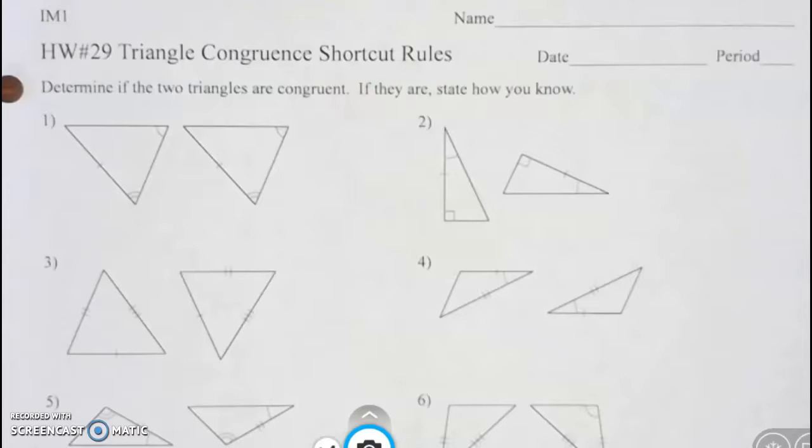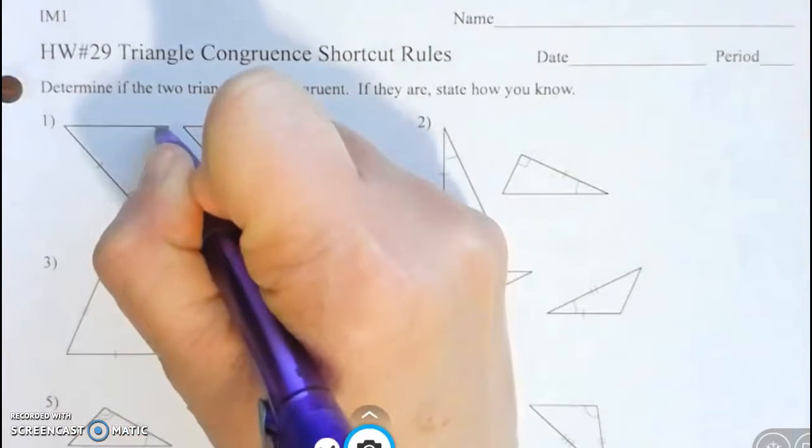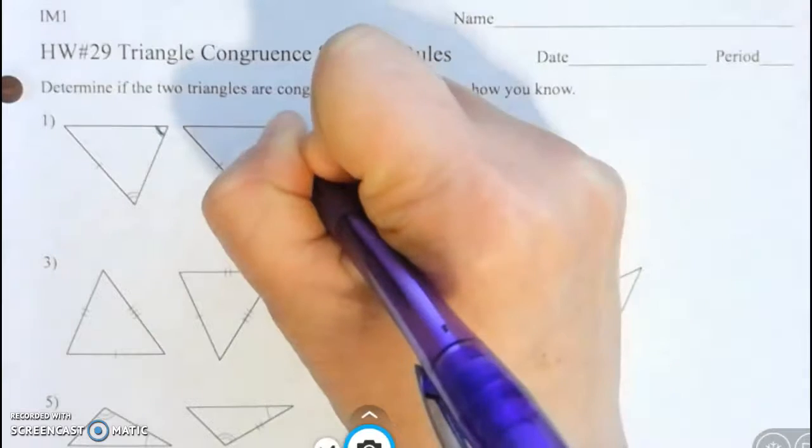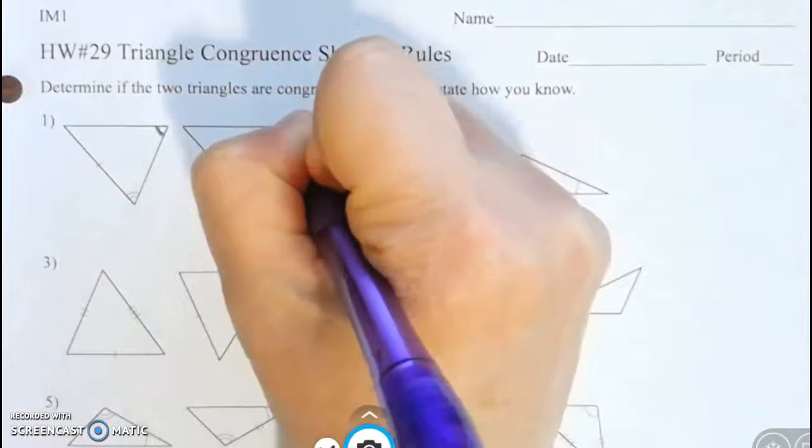So the first question is asking you to determine if the two triangles are congruent, and if they are, state how you know. Well, let's consider this. What do we have here? We have one arc here and one arc here. That means these two angles are equal in measure. So we have one pair of angles.